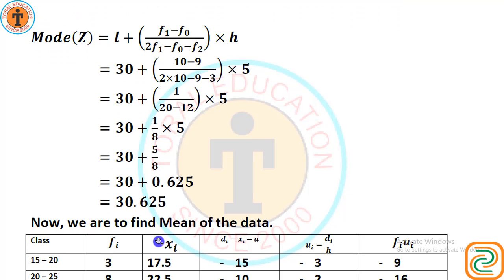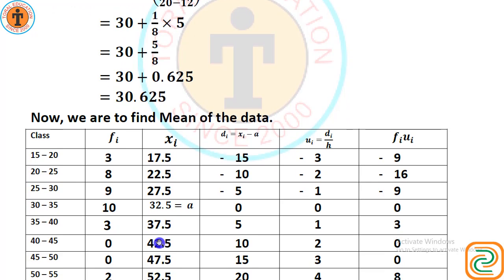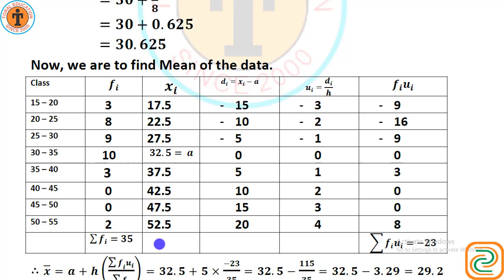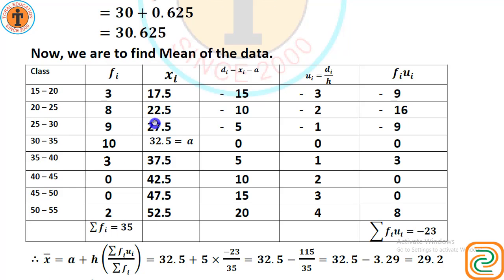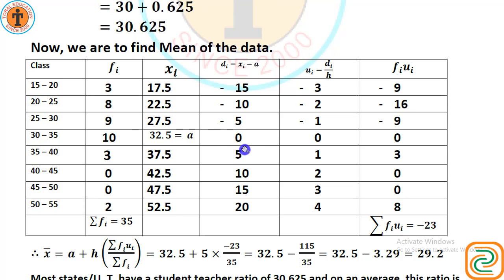Now we need to find mean also. Same formula, same things. I have taken the same method in each sum. We can take another method here, the assumed mean method also. But I have taken step deviation in each case because it's an easy method. Okay friends, now you know Fi, Xi, Di, Ui and FiUi. You will find sigma Fi 35, sigma FiUi minus 23, right?